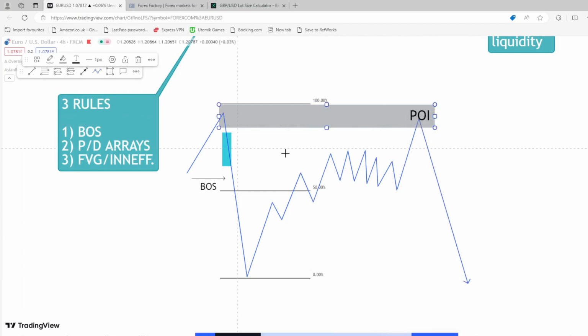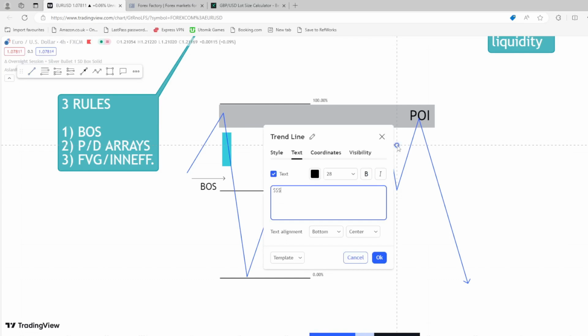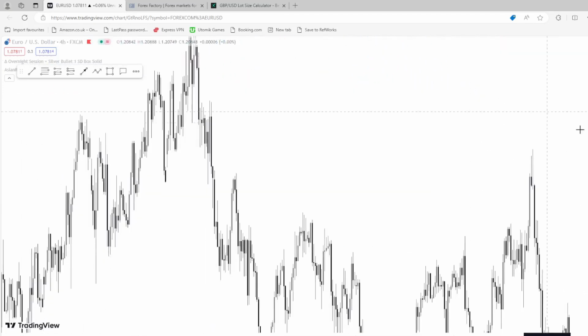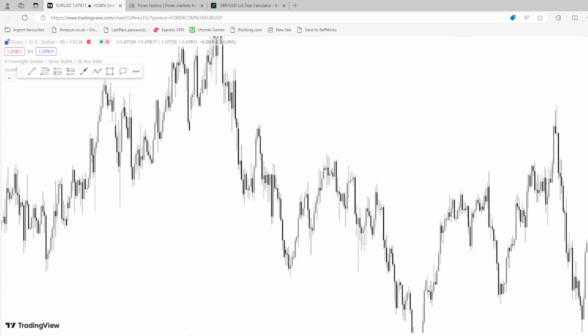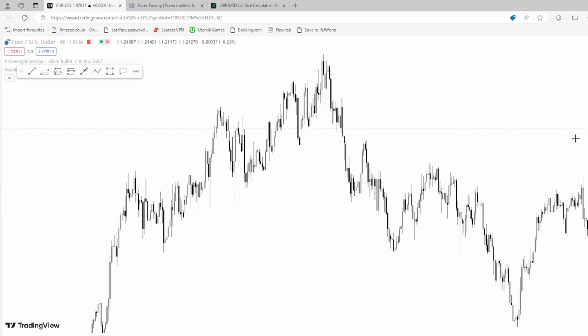So what we see over here is we see our three rules being met with a break of structure, a premium in this case, and a fair value gap or an inefficiency. And we see inducement, liquidity being dropped near the POI, which represents an area of inducement, and that's what we're looking for, just above the POI in this case. So if I take you down now to the charts, we're going to have a real look at this. Just one example I plucked out from euro dollar. Let's see what we see.